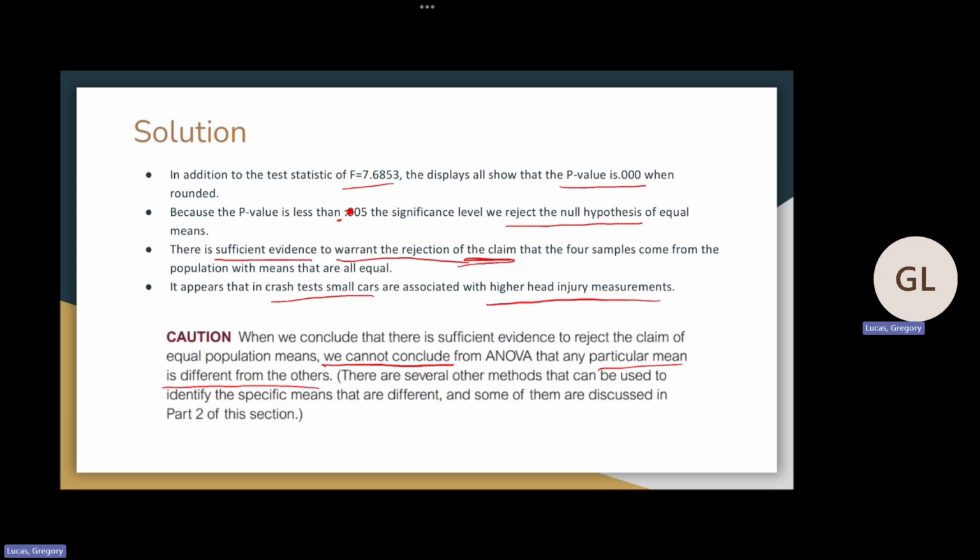So just because there's sufficient evidence to reject the claim, that's all we know. We don't know if it's mu2's fault. We don't know if it's mu3's fault. We know we can't say they're all equal. That is all that this tells us. We cannot say all 4 means are approximately equal.